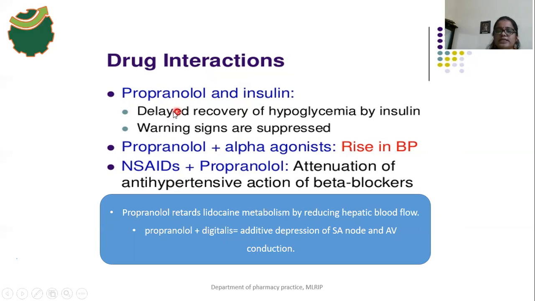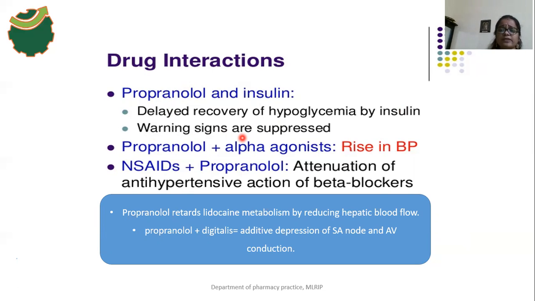So there is a delay in the recovery from hypoglycemia caused by insulin, because propranolol also causes hypoglycemia, because it inhibits the glycogenolysis process and the lipolysis process. Inhibiting glycogenolysis means it causes hypoglycemia. So that's why propranolol delays the recovery from hypoglycemia by insulin. And the warning signs are also suppressed. So what do warning signs mean?